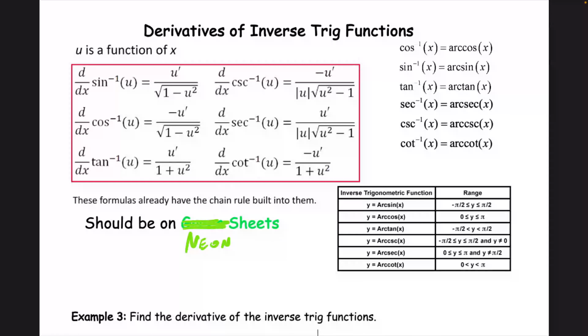So yeah, arc means inverse. Down here, the little table, the range, that's kind of what we're looking for: what values, what angles do we look for, right? If we're trying to find inverse sine, we're only focused on negative pi over 2 to pi over 2. We're only focused on that window.